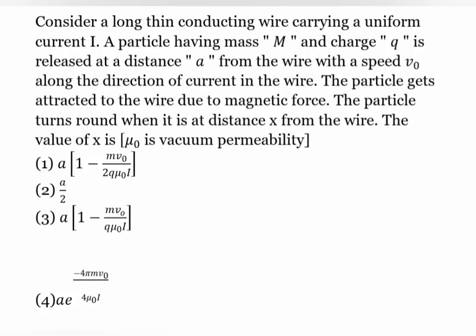Consider a long, thin conducting wire carrying a uniform current I. A particle having mass m and charge q is released at a distance a from the wire with a speed v0 along the direction of current in the wire. The particle gets attracted to the wire due to magnetic force. The particle turns around when it is at a distance x from the wire. The value of x is.